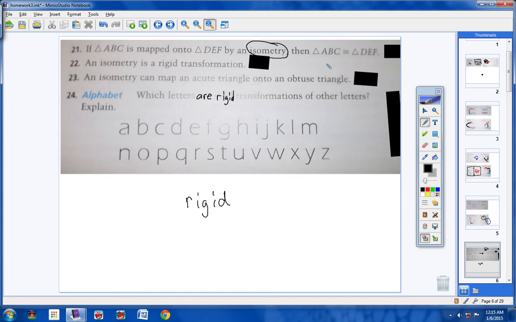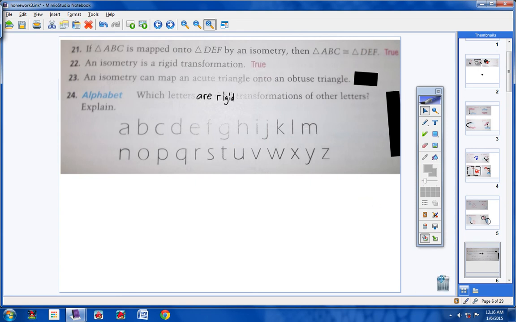True or false? Well, guys, of course that's true. We know it's true because a rigid transformation is an isometry. And if you have a rigid transformation, the two shapes are the same size and shape. So yes, it is true. The two triangles would be congruent. Excuse me, moving on to number 22. An isometry is a rigid transformation. Well, that's really easy. That's the exact definition. True.